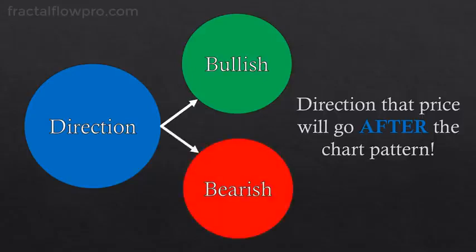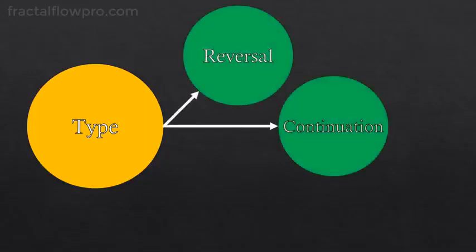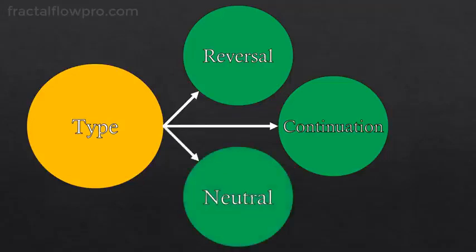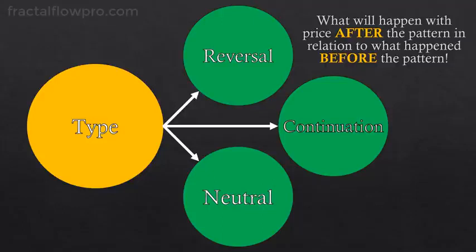When the chart pattern implies that price will go down after the pattern, we classify it as a bearish pattern. Beyond the direction classification, we also have another type of classification that adds on top of the first one, which is the type. There are three types of chart patterns: the reversal patterns, the continuation patterns, and the neutral patterns. The type classification tells what's going to happen with price after the pattern in relation to what was happening with price before the pattern. Let's analyze these three types individually.